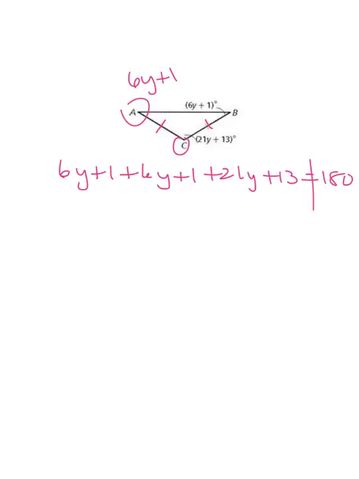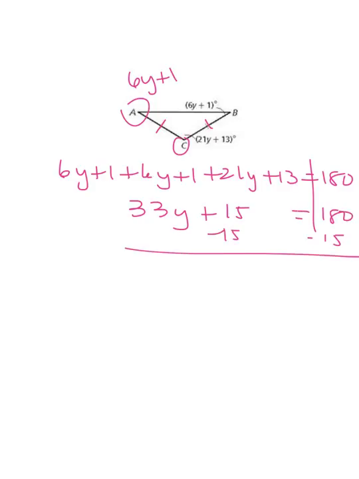Now again, here's my work. Combine what I have on the left. So I have 6y and 6y is 12y, plus 21y gives me 33y. I combine all my constants and I get 15. That equals 180. If I subtract 15 from both sides, I have 33y is equal to 165. Divide both sides by 33, and y is equal to 5.